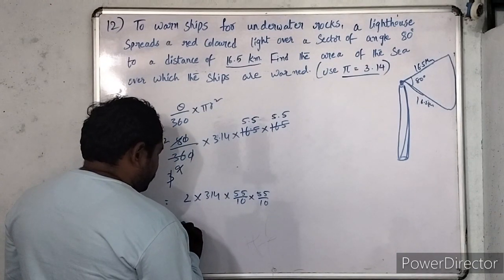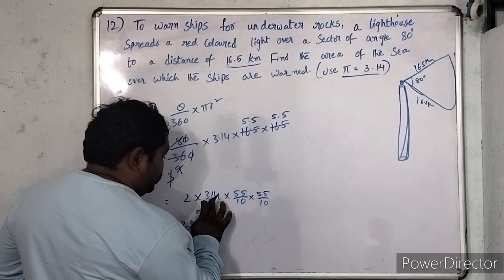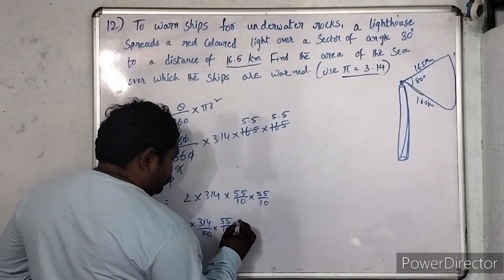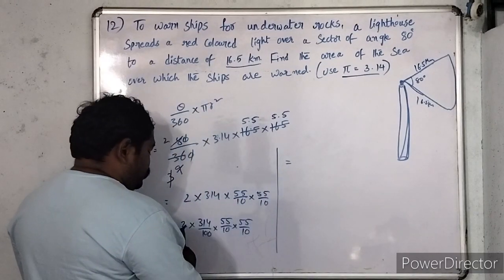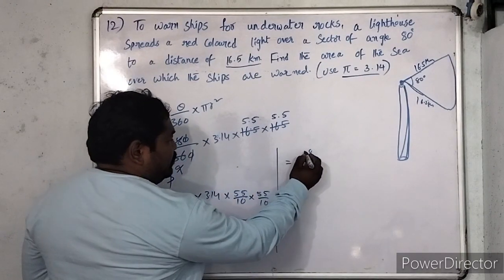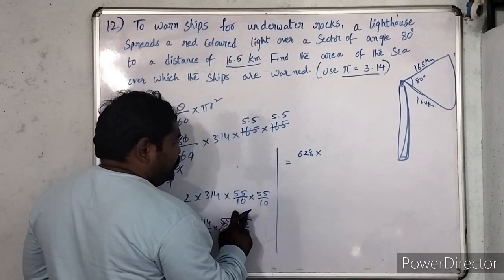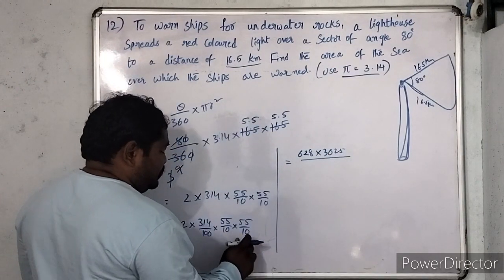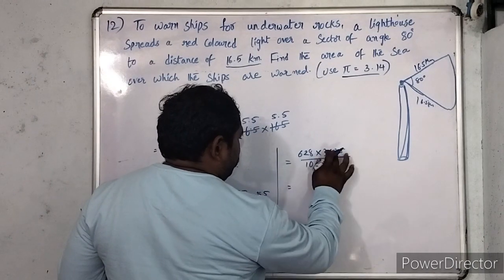This can also be written as 2 into 3.14 can be written as 314 by 100, after the decimal we have 2 places. 55 by 10 into 55 by 10. This can be calculated as 2 into 314. 2 4s are 8, 2 1s are 2, 2 3s are 6. 628 into 55 into 55 is 5 6s are 30, 3025 divided by 10,000. Okay, now multiply these two.